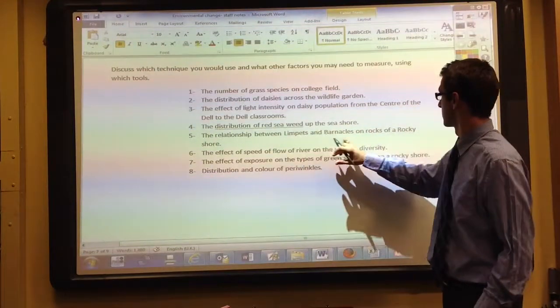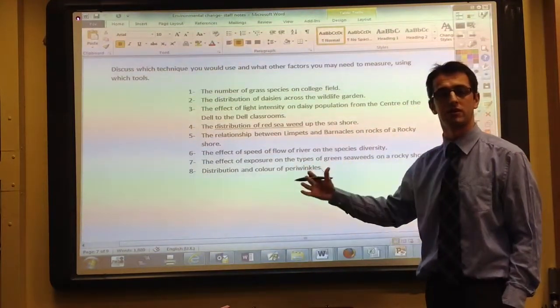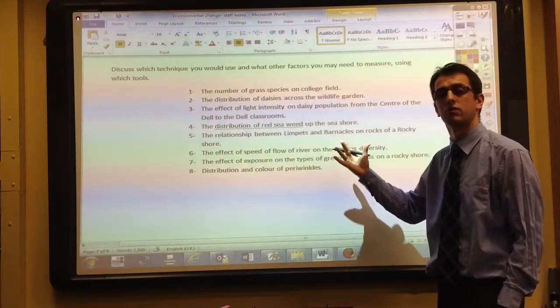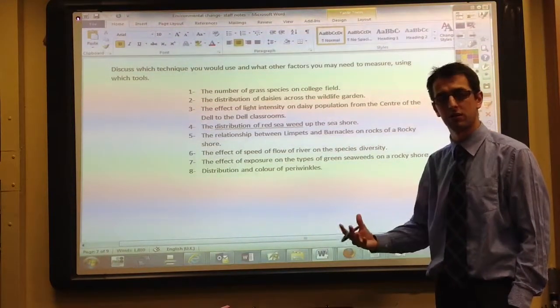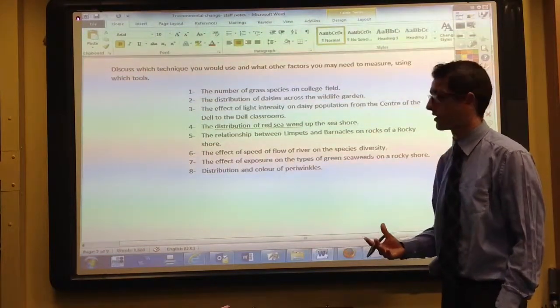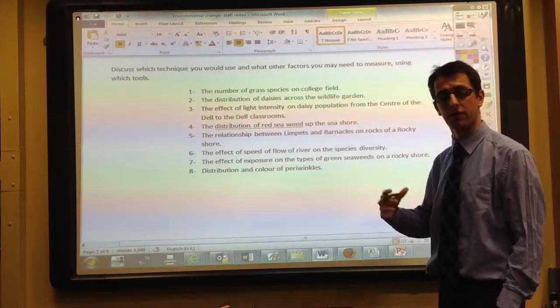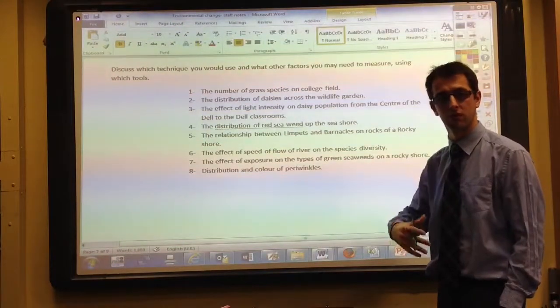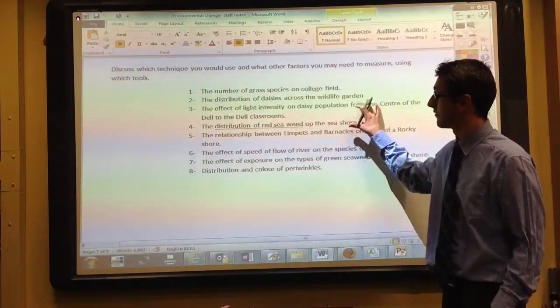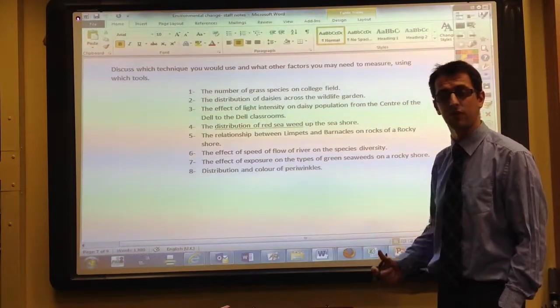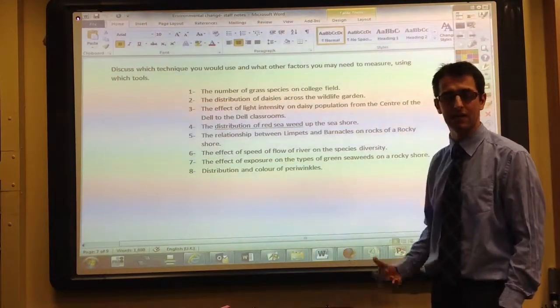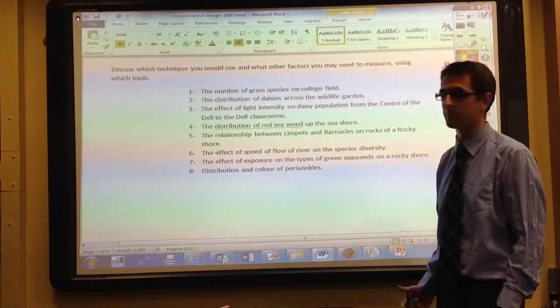So limpets and barnacles, what are their risks? Look them up if you don't know what they are. Look at some pictures. They're living on the rocky shore. They're exposed to the wind and the waves and the sun, etc. So where are they going to be best suited for living and worse suited? So have a look at some of these and practice coming up with some evaluation answers and some technique descriptions as to how you might actually measure that data.